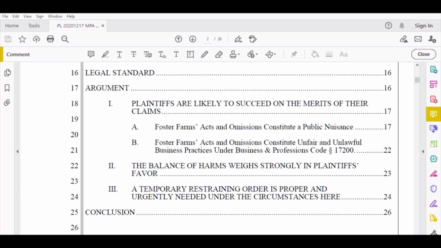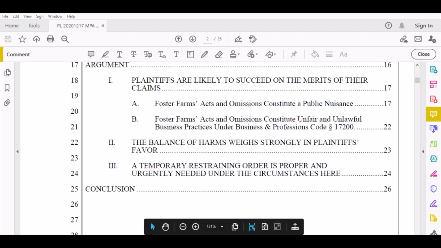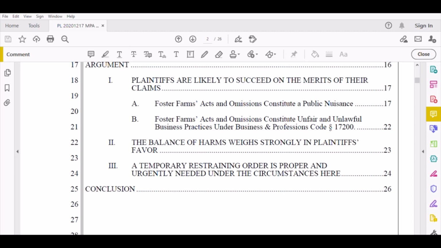The balance of harms weighing strongly in plaintiff's favor. Once again, I'm not a lawyer, but my understanding is that what they're saying in this section is that it's going to hurt everybody else more than it's going to hurt Foster Farms if the restraining order is granted. As for the last point, my understanding is it translates into things are so bad we can't wait until the lawsuit runs its course, so please, judge, put in the temporary restraining order now.